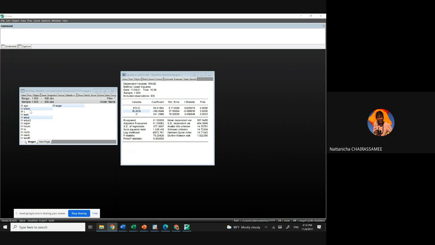Yes, exactly, Knock. Your answer is correct. If you are not a white person, if you are a black person, your wage will be decreased by $189. Exactly.